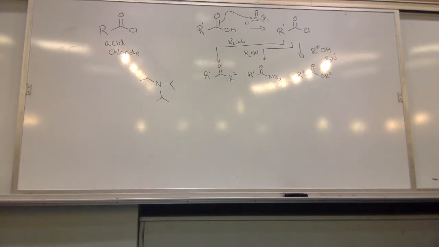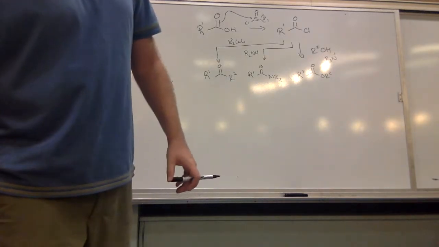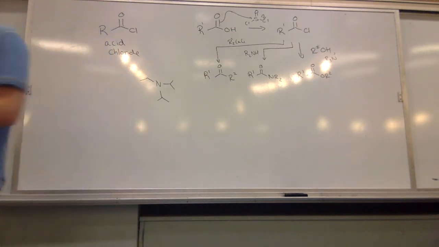And so if you take an acid chloride, you guys should know that if you have a carboxylic acid, you treat it with cyanuric chloride, you can get to the acid chloride. And then from there, you can convert it to a few different things.